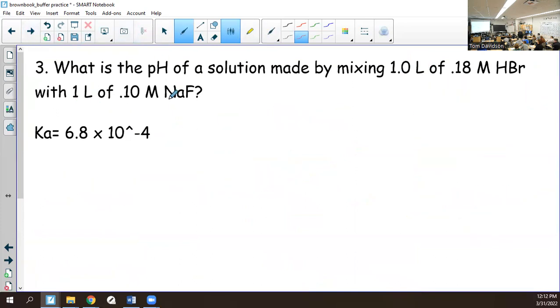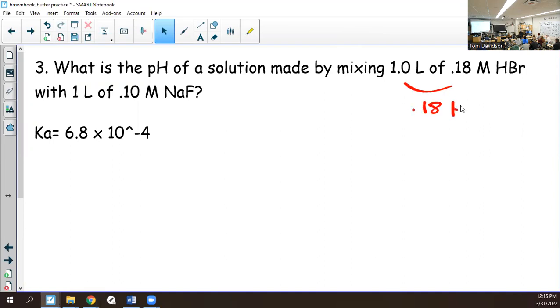Okay. Number 3, there's the answers. Oh no. What is the pH of a solution mixing this and that? It's the same stuff, this time just different numbers. Give it a shot. So we look here, same exact problem, just different values, right? So this time we have 0.18 H plus, correct? And we have 0.1 F minus, correct? So how much HF do I make? So I make 0.1 HF.